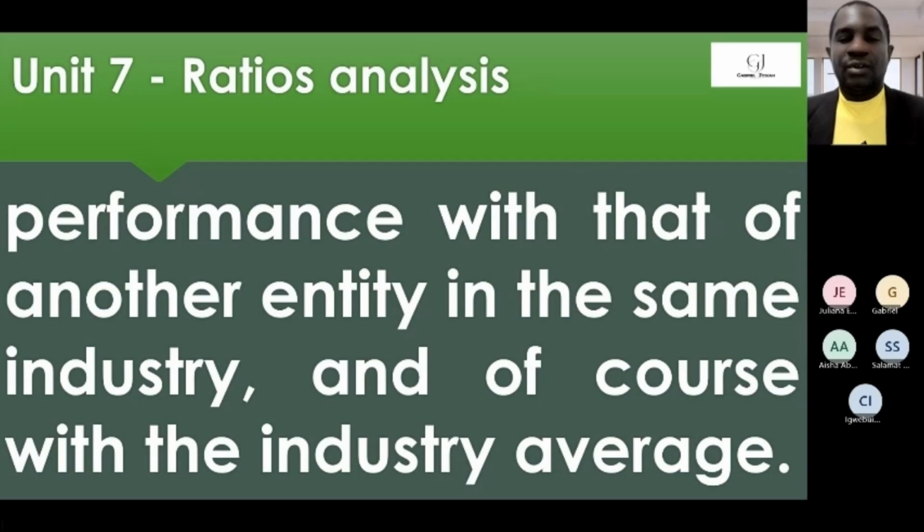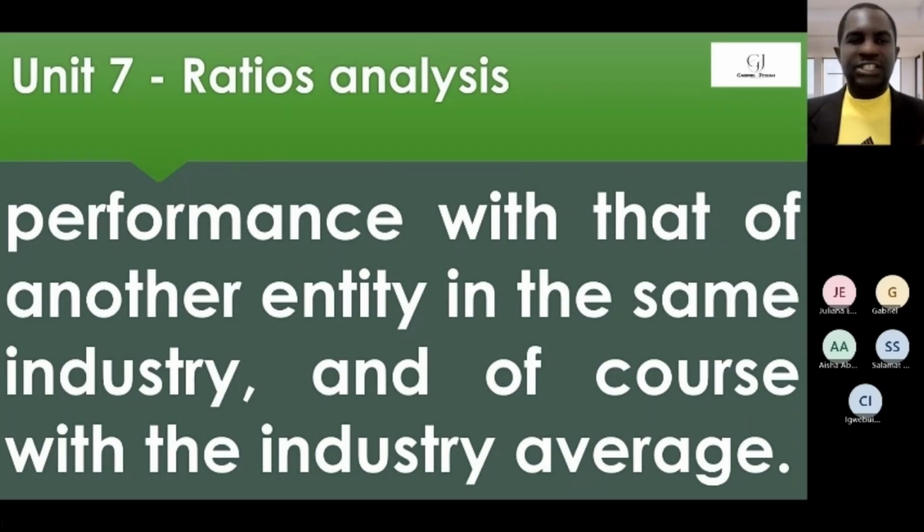And the same entity can be compared in that industry. So maybe you're looking at banking and the company and other companies in the banking sector for that particular period. And of course, the industry average. So if the average of the banking industry is a particular percentage in revenue generation, once the company you are asked to analyze is below that average, you know the company is not doing well.